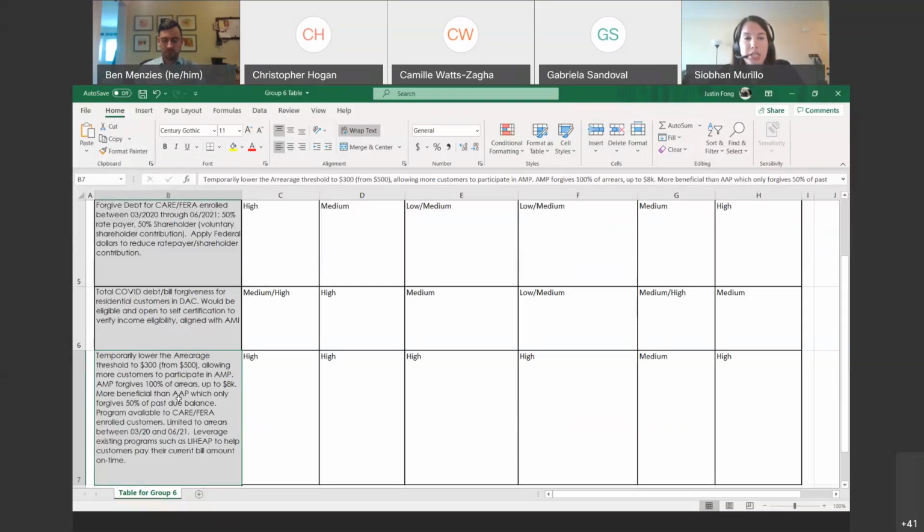And then lastly, initially we put this as high for feasibility and implementation. However, after discussing with my team internally last night, I mentioned this in the group, SDG&E is in the middle of the customer information system transition. We go live on April 5th. So the current $500 threshold for AMP has already been built into our system, and we would be unable to make this system change. So it would not be possible for SDG&E. So those two categories would unfortunately be low, specific to SDG&E only. I think that's all I have.